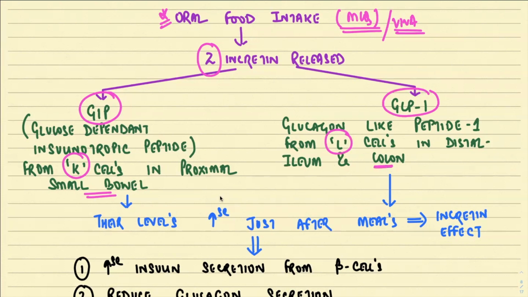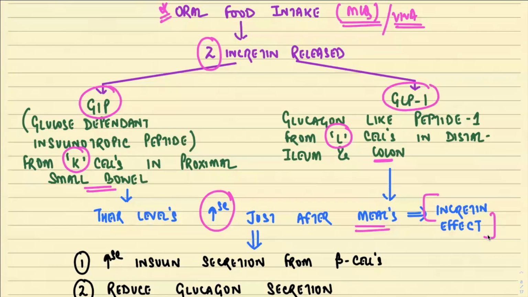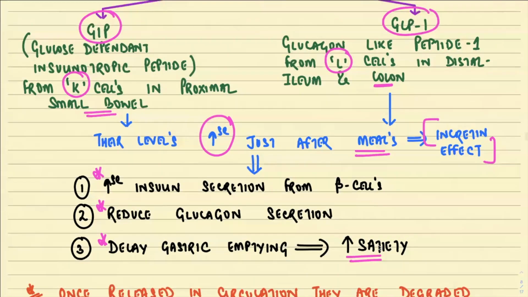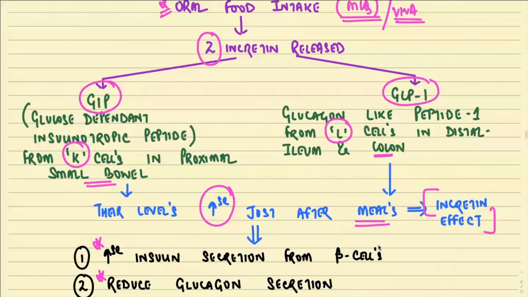Both of them increase in level just after you have food, and they have something called the incretin effect. What is the incretin effect? They stimulate increased insulin secretion from the beta cells of the pancreas. They reduce glucagon secretion, and they also delay gastric emptying, increasing satiety. So all in all, they are trying to facilitate the activity of insulin. So they play a very important role in glucose homeostasis as well. Is this very much clear to everyone?